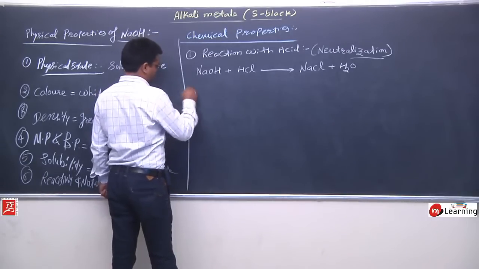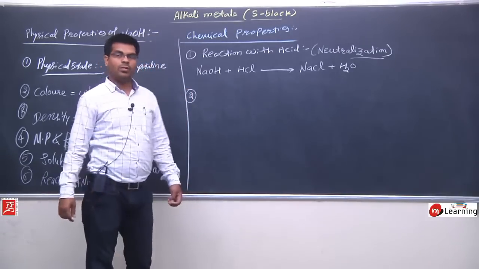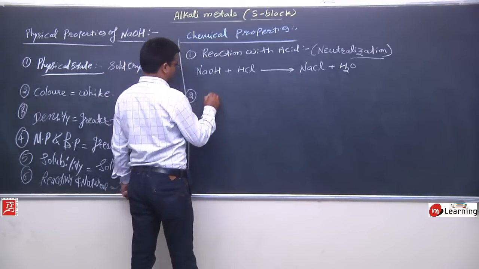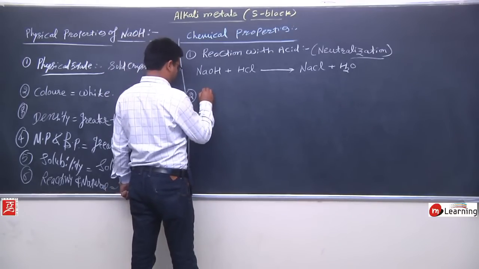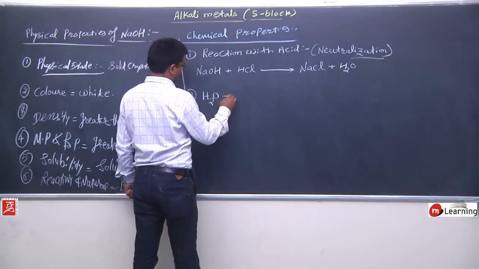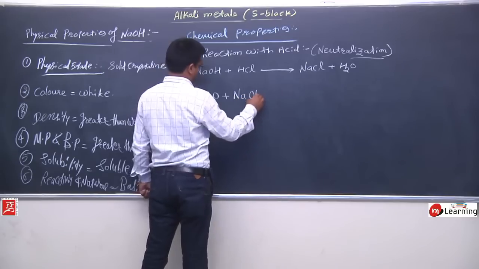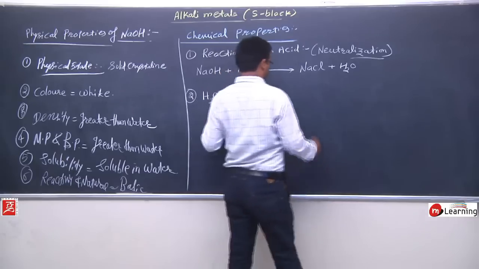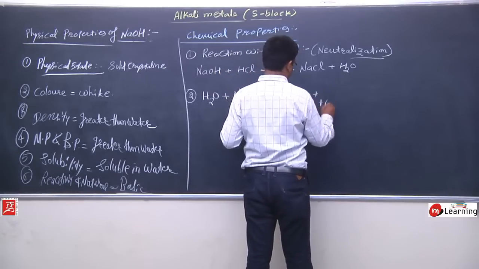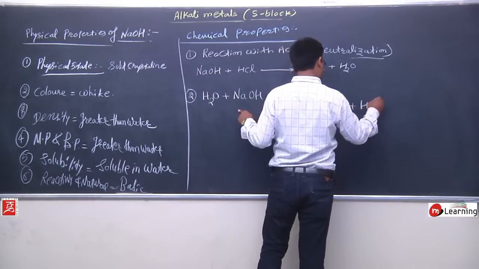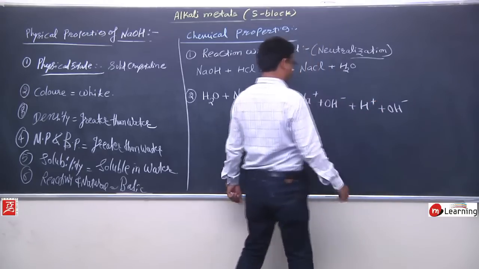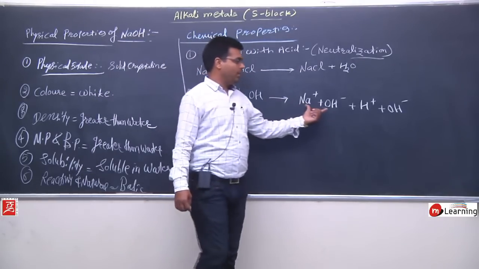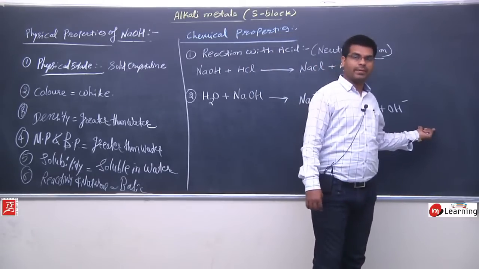Reaction number 2, second reaction. Sodium hydroxide reacts with water, and ionizes into sodium positive, OH negative, H positive and OH negative. Sodium hydroxide completely dissolves in water and ionizes itself, then changes water into ionized form.